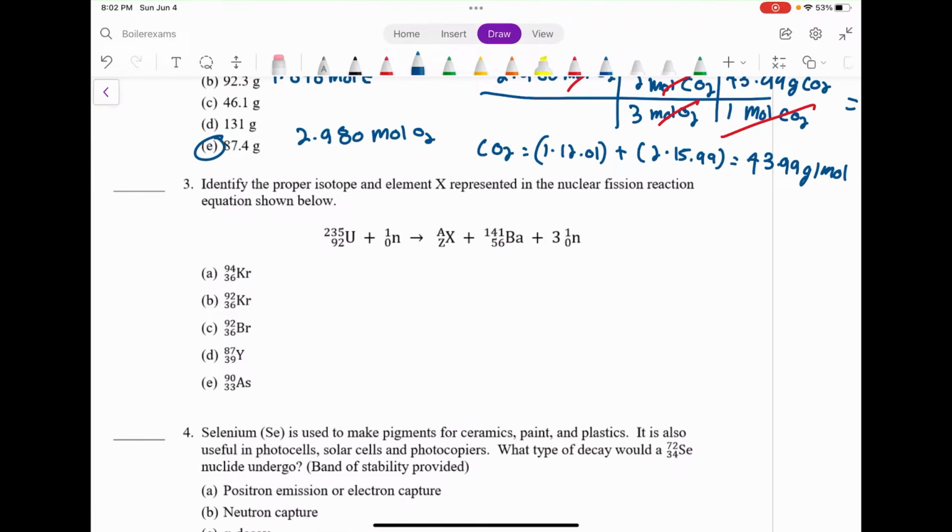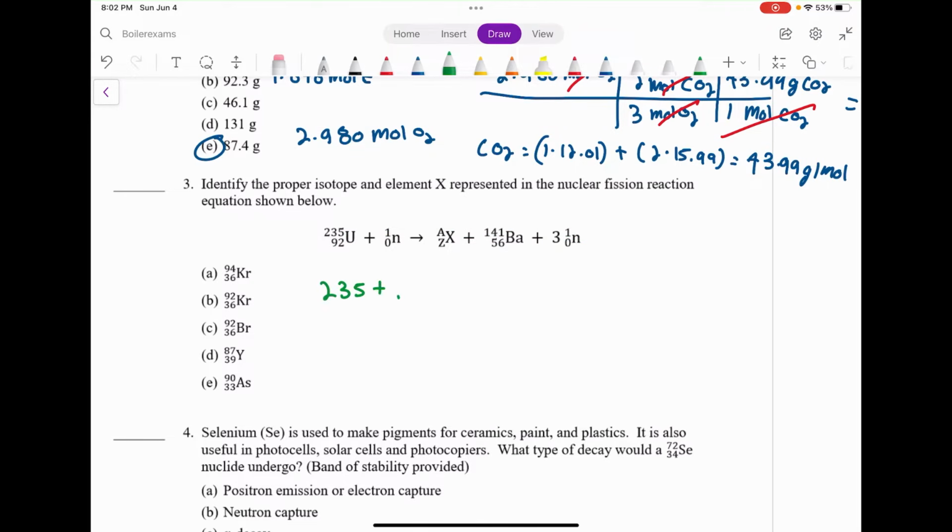Identify the proper isotope and element X represented in the nuclear fission reaction equation shown below. So we can balance, let's go to green. We can balance these nuclear reactions in the same way we balance chemical reactions. We know that the mass numbers have to equal on the left-hand side of the equation to the right-hand side of the equation. Same deal for the bottom. So let's do the top first.